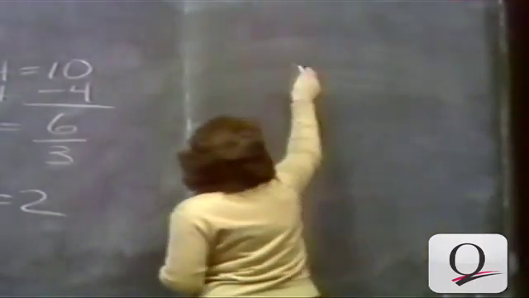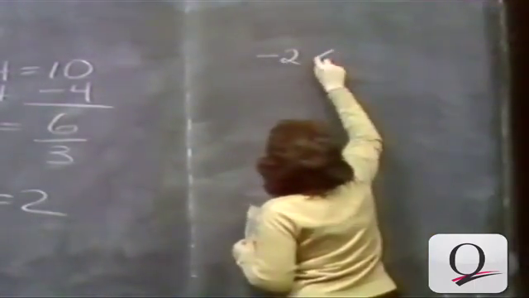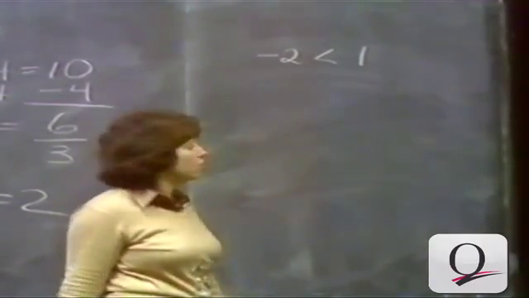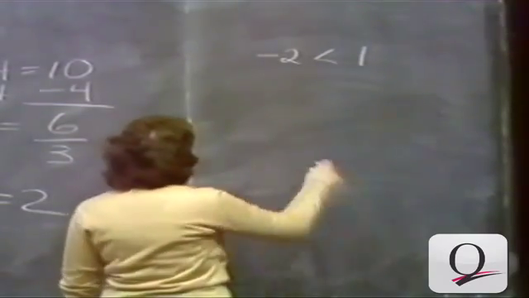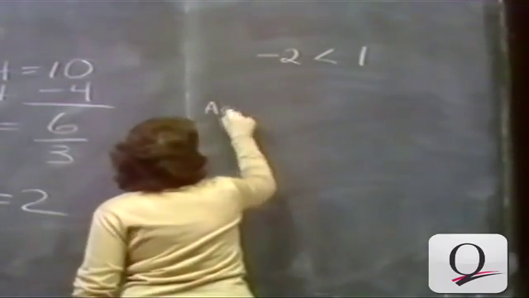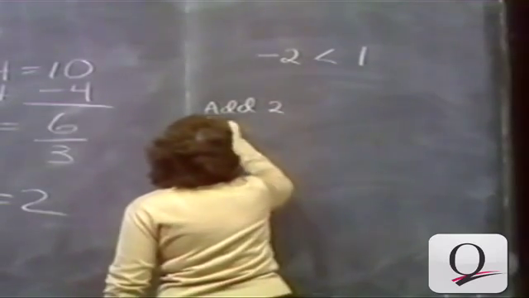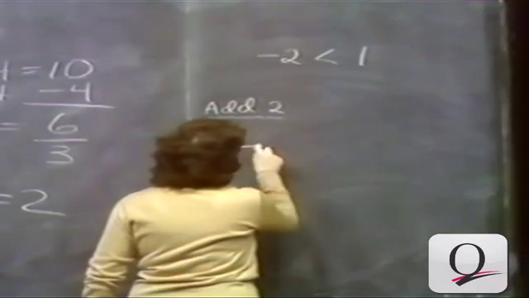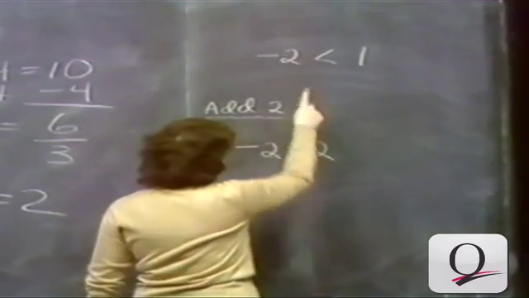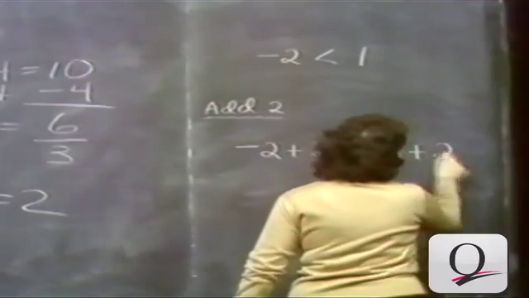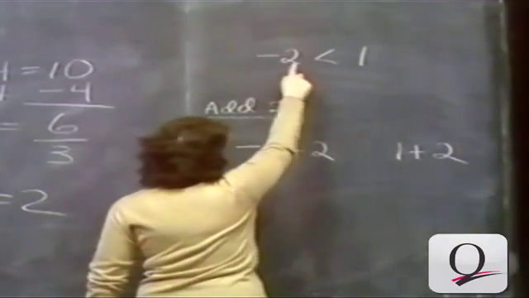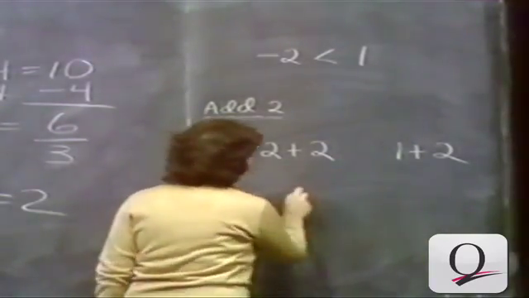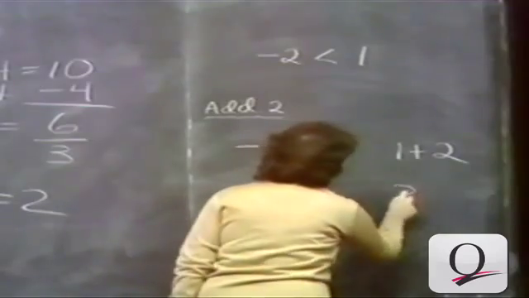Let's start with the inequality minus 2 is less than 1. The number minus 2 is certainly to the left of 1 on the number line. Let's see what would happen if we add 2 to both sides of this inequality. Then we would have minus 2 plus 2 on the left, and 1 plus 2 on the right. In other words, to the minus 2 on the left, we would add 2, and to the 1 on the right, we would add 2. The left would become 0. The right would become 3.